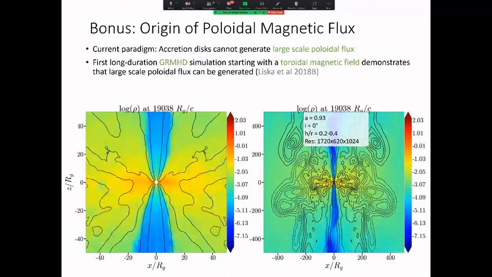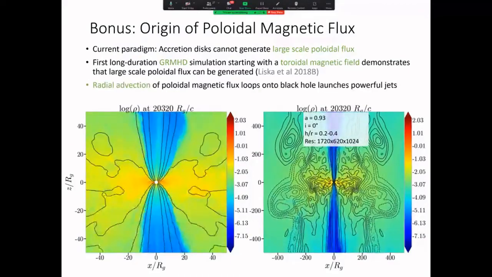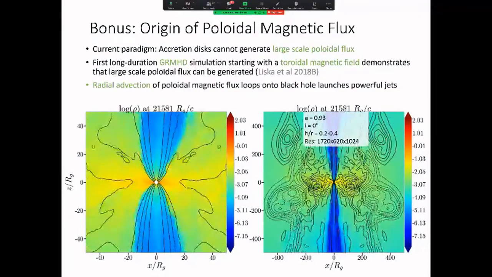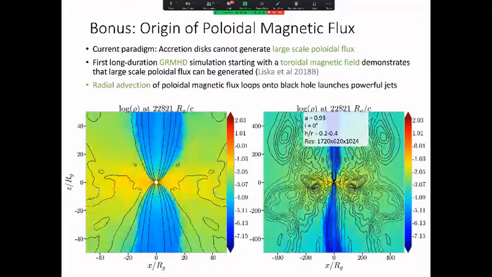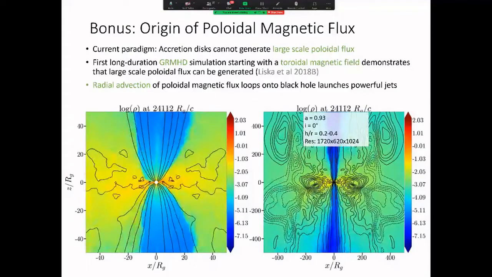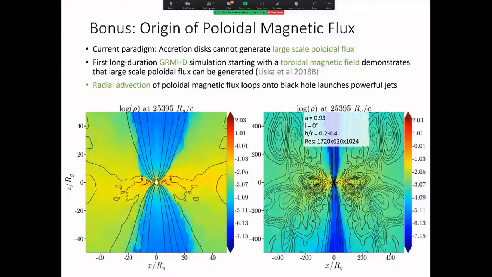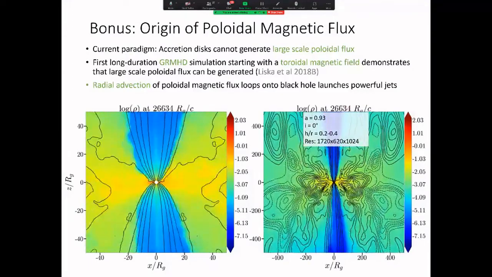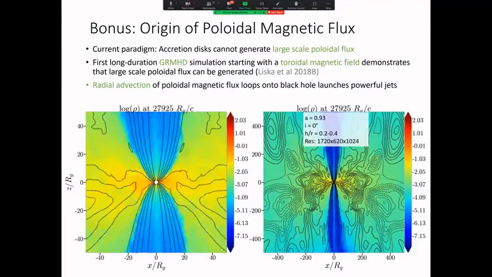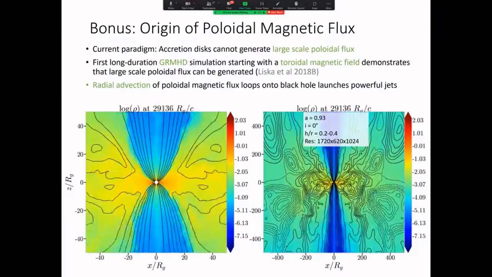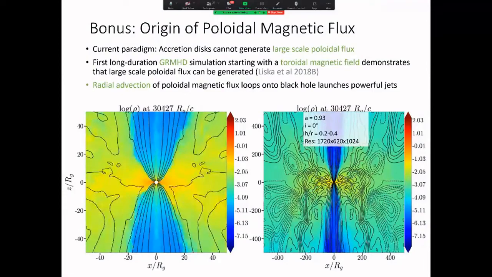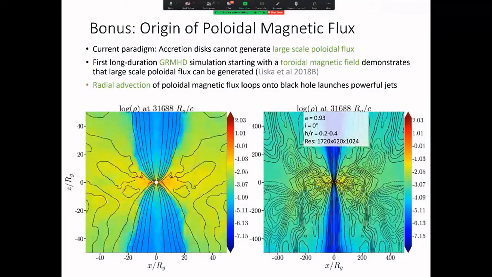And when the turbulence drags in the accretion disk and these poloidal magnetic field loops start to thread the black hole, which in this case is a white hole in my movie, they lead to the launch of very powerful jets, which even exceed 100% efficiency.